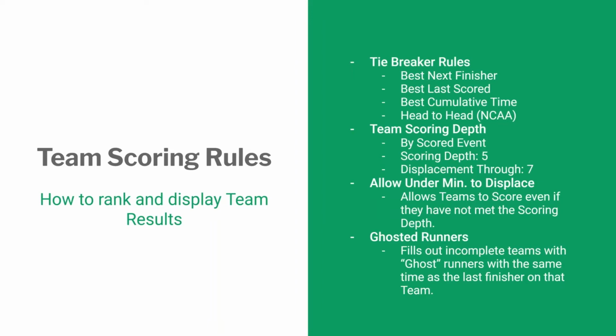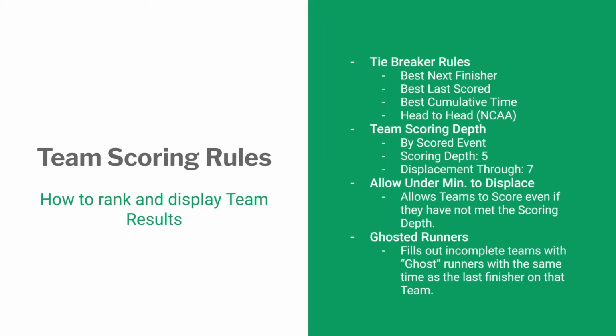And then we get into all of the cross-country specific things like the team scoring depth. You want to set it by scored event usually. You want to say that you score through 5 and you displace through 7. That's the standard cross-country setup, so it's probably what you need to do unless you had some other type of cross-country scoring event that you need to time. Under minimum to displace is a setting that allows you to score teams even if they have not met the scoring depth.